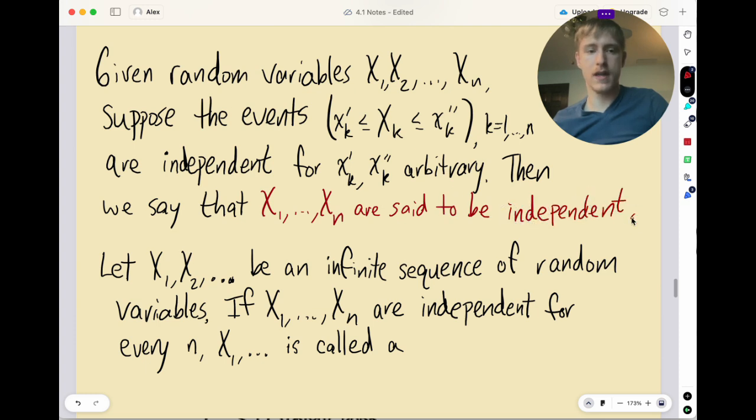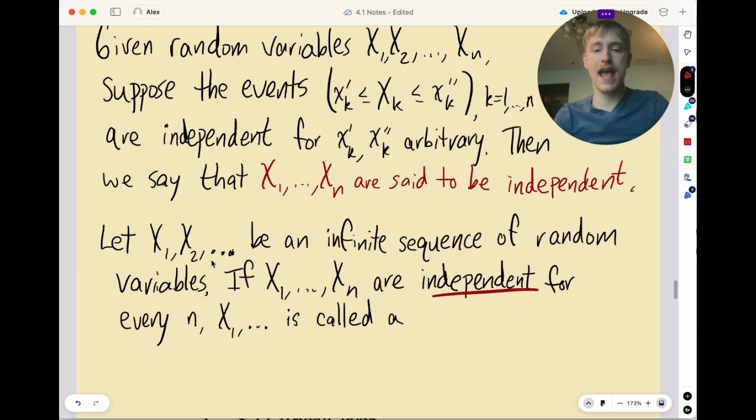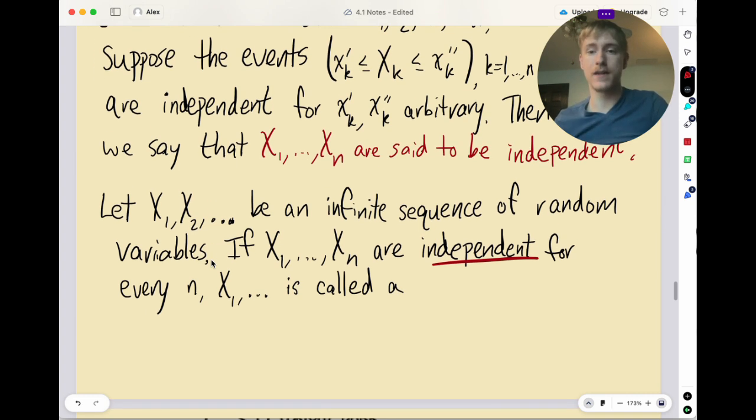Furthermore, let x1, x2, and so on forever be an infinite sequence of random variables, which we defined in the previous chapter. If x1 through xn are independent for every single n, then this infinite sequence of random variables is called a sequence of independent random variables.